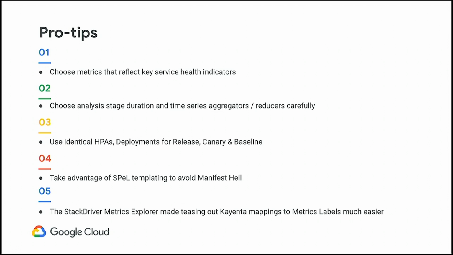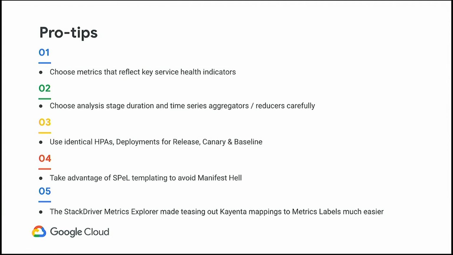So to wrap up, here are some pro tips I can give you when you're looking to implement this yourself. Choose metrics that reflect key service health indicators. So if your candidate release were to go into production, choose what you would care to measure. If you already have things like service level indicators, have those established. It's a great starting place.